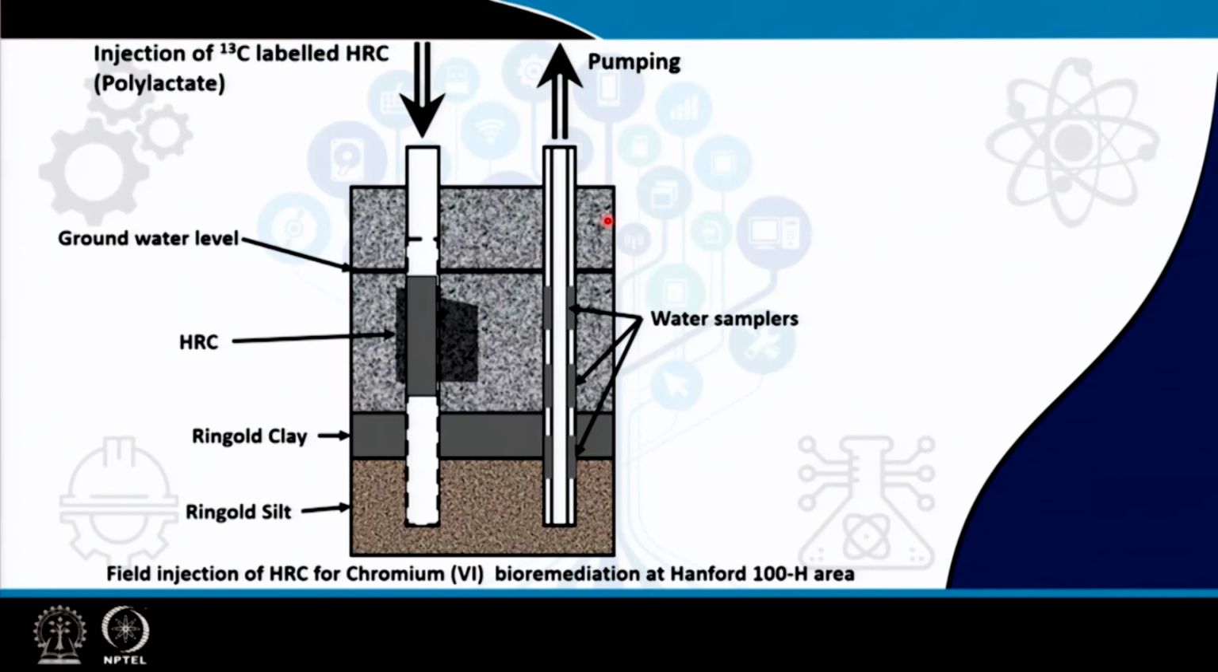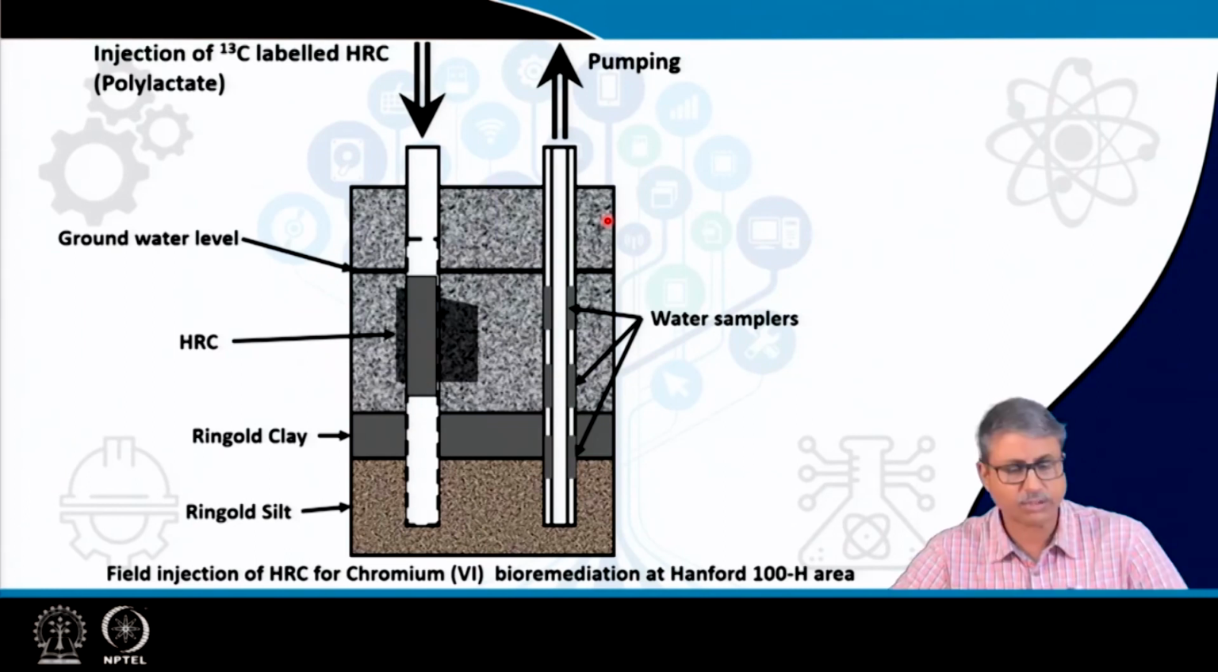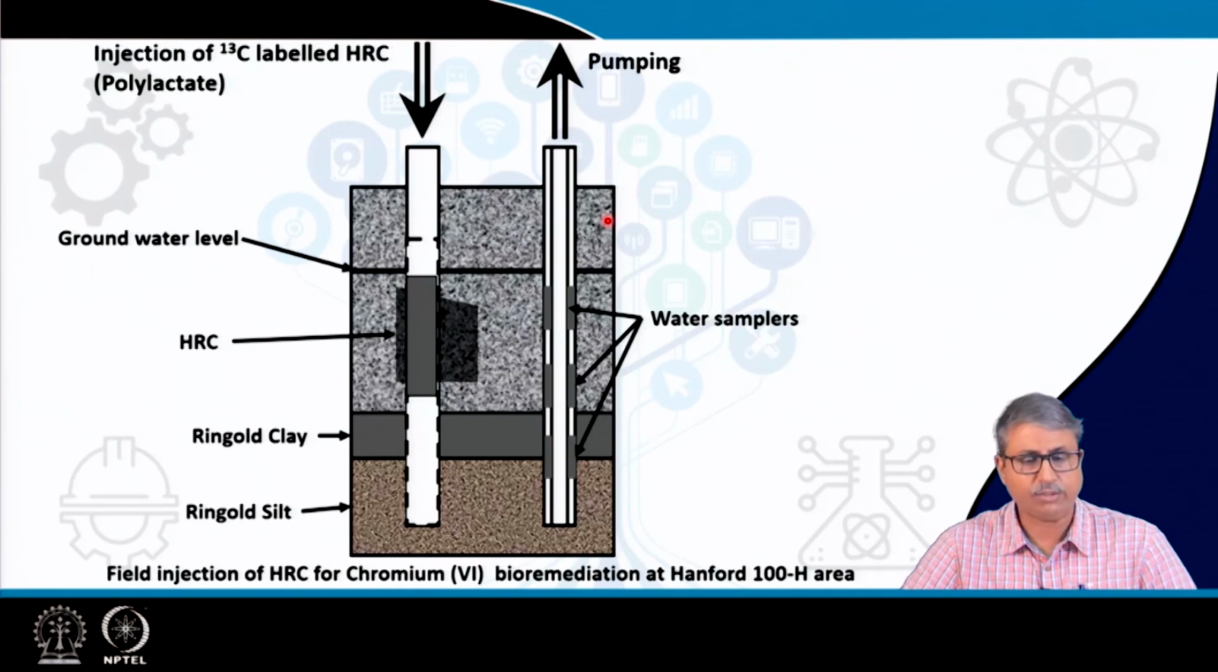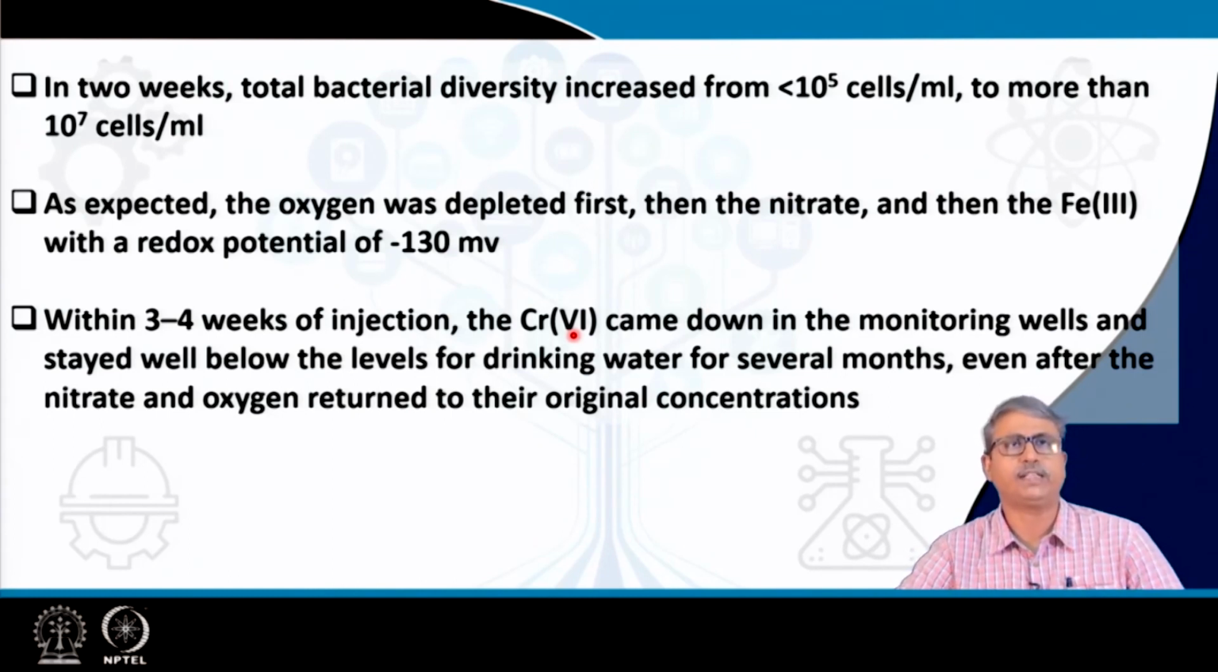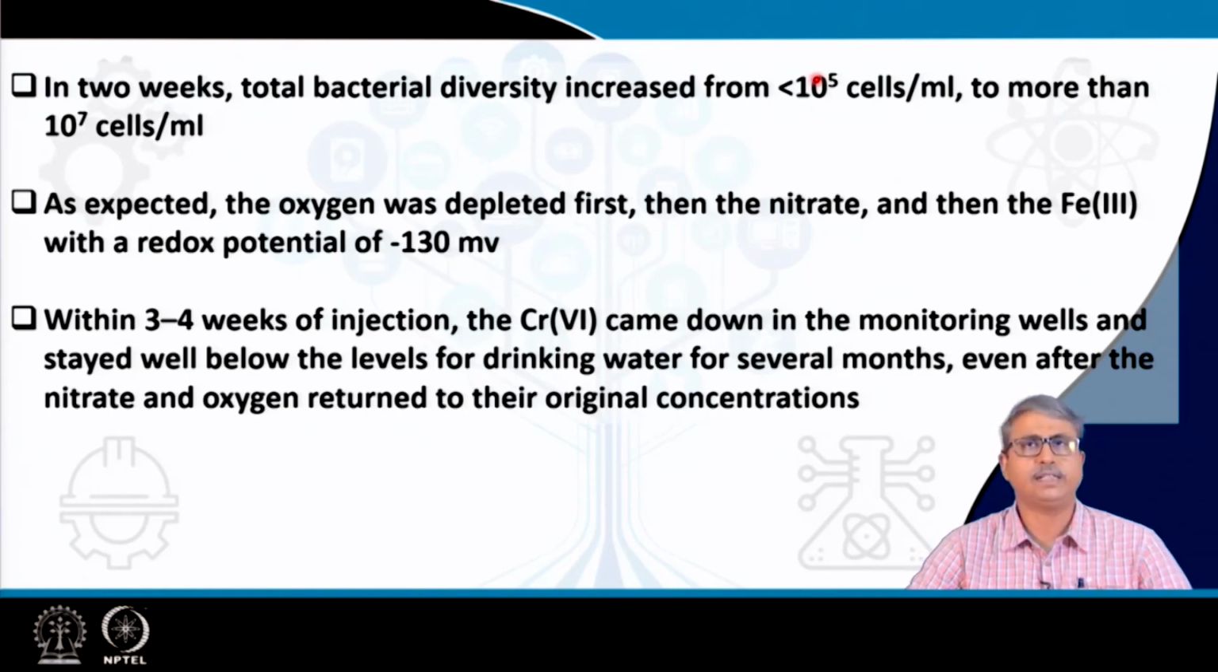And this was the sampling and injection well strategy, where you can see the injection well, as well as the pumping and the monitoring, which was continuously being done in order to facilitate the process. What was observed is that within 2 weeks after the injection of the polylactate compound, the total bacterial density increased from less than 10 to the power 5 cells per ml to more than 10 to the power 7 cells per ml. So, enhanced bacterial activity.